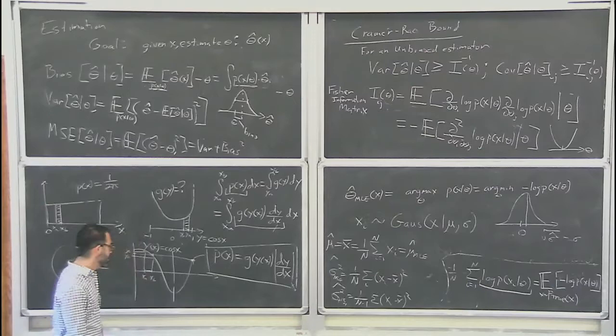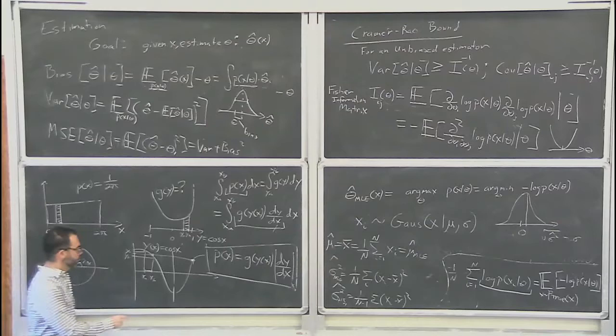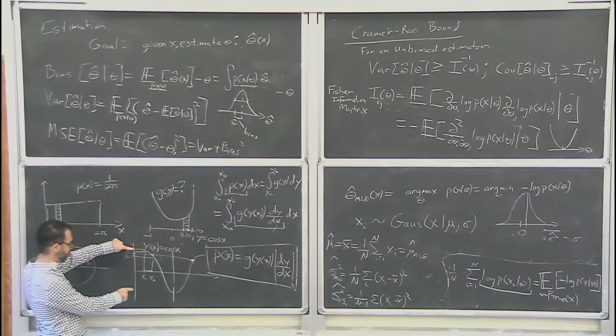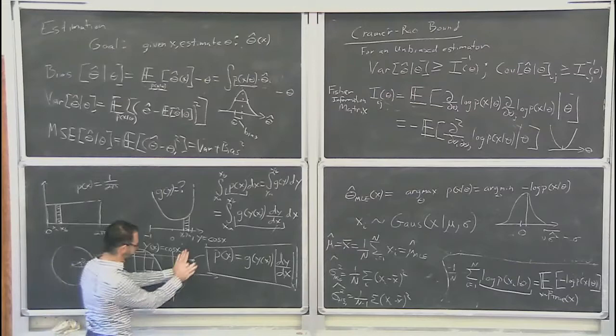If you wanted to be able to do that, what you need is the mapping between x and y to be what's called a bijection. So you need there to be a one-to-one mapping between different values of x and different values of y. So if I, for instance, cut off this side, then it would work out fine.